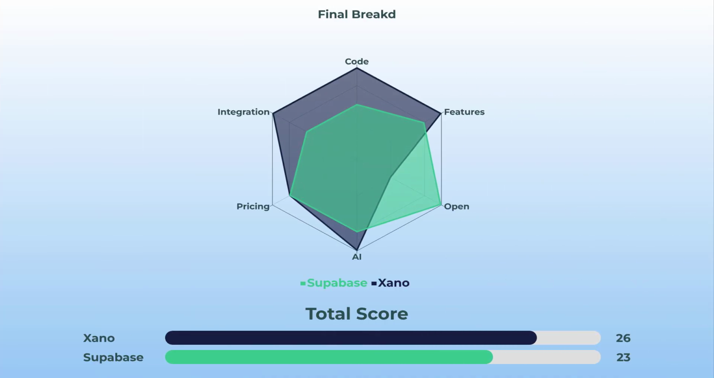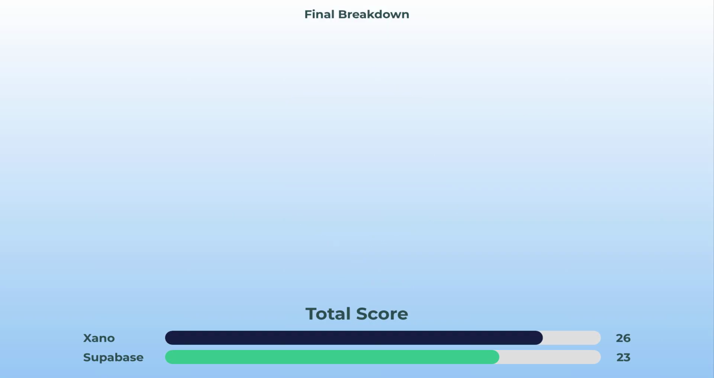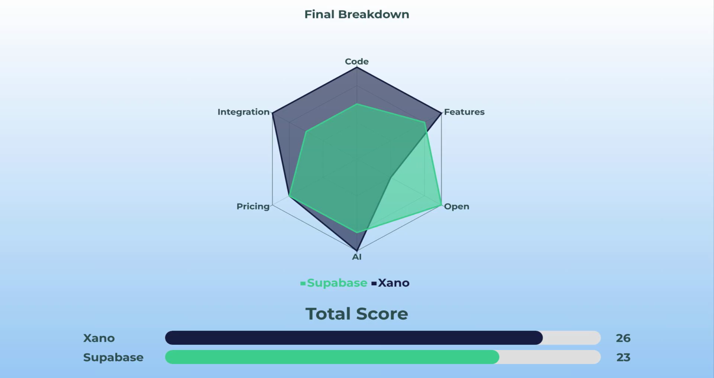So looking at the radar, the strengths are pretty obvious. Xano absolutely soars on usability, AI, integrations, and pure feature set. Supabase, meanwhile, takes the open source crown and has some sweet real-time and external AI integration perks. Kind of fun seeing how different their strengths map out.